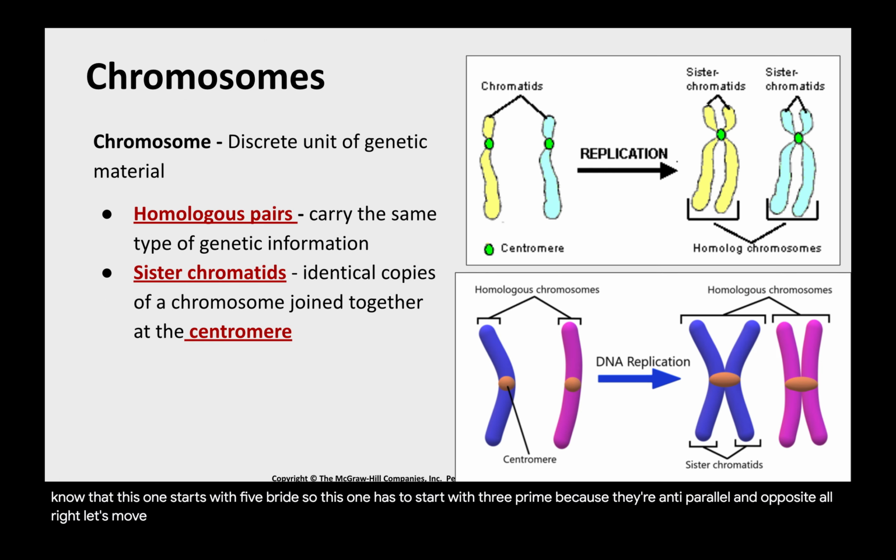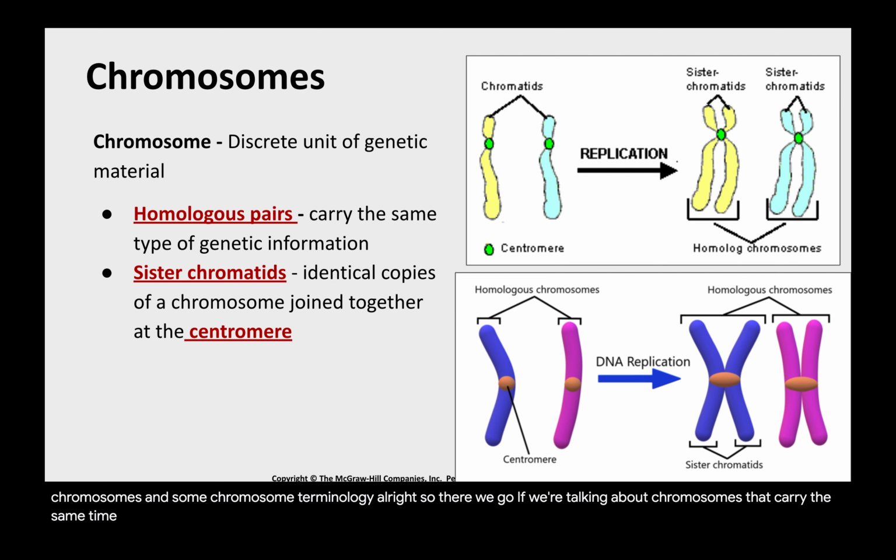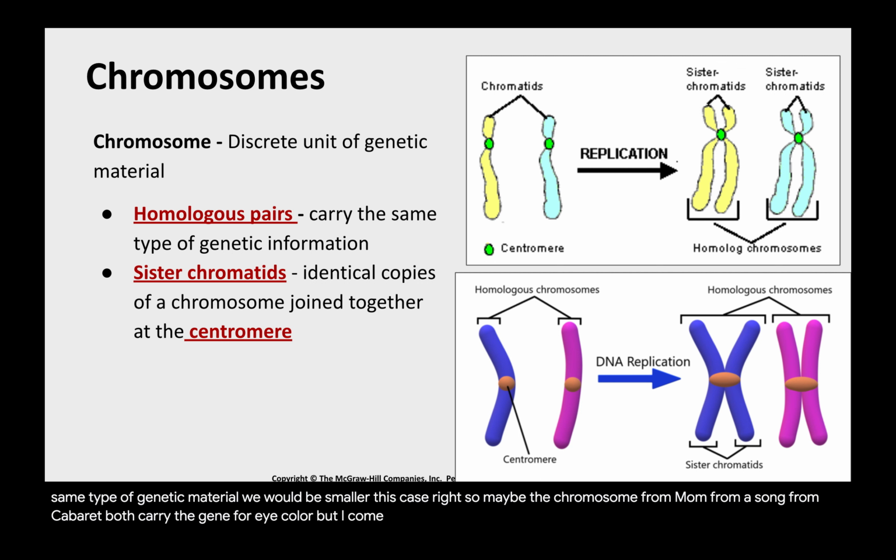All right, let's move on with a little bit more review. I kind of sped through this slide on Wednesday. So we talked about chromosomes and some chromosome terminology. A chromosome is that discrete unit of genetic material. If we're talking about chromosomes that carry the same type of genetic material, they would be homologous pairs. So maybe it's a chromosome from mom, chromosome from dad. They both carry the gene for eye color. The eye color might be blue versus green. Slightly different, same type of information.